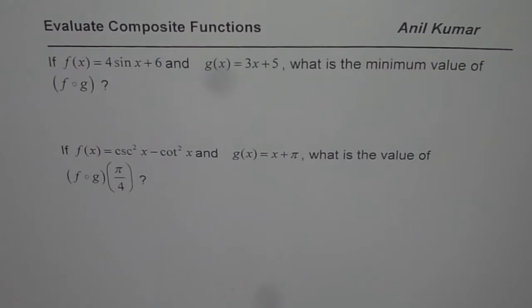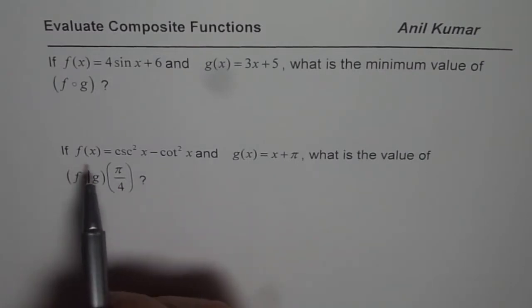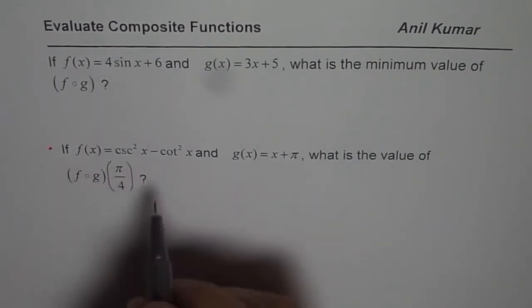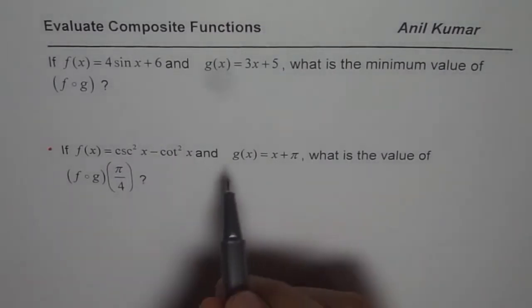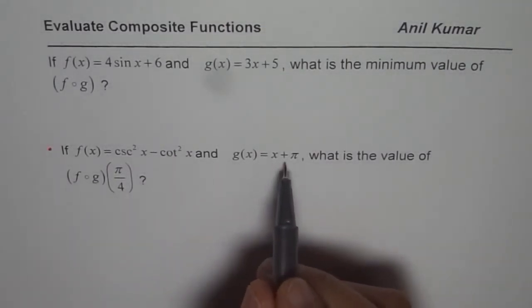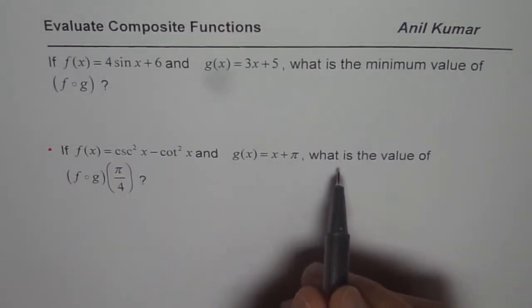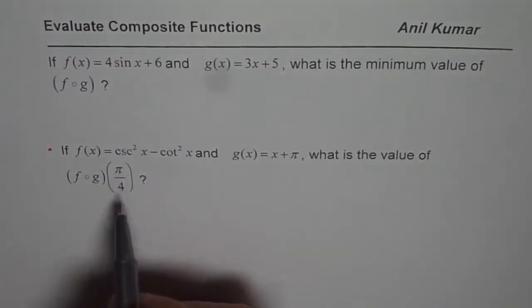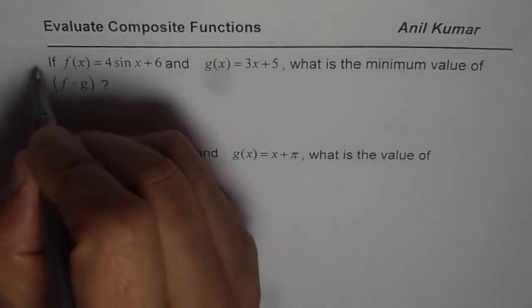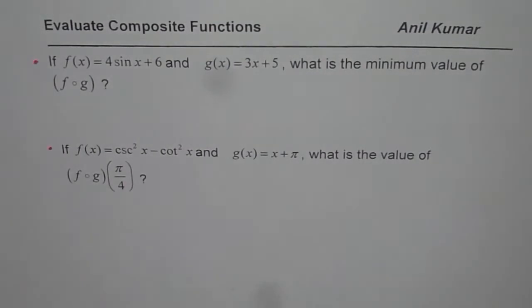The second question here is f of x equals cosecant square x minus cot square x and g of x is equal to x plus pi. What is the value of f of g of pi by 4? So these are the two questions. Try to solve them and find the answer. Let's do the first one.